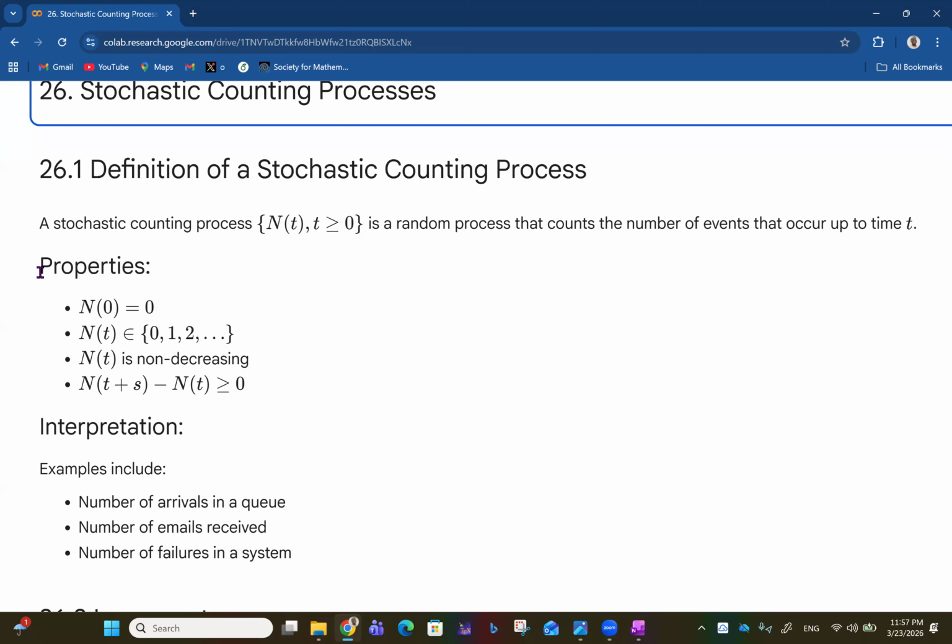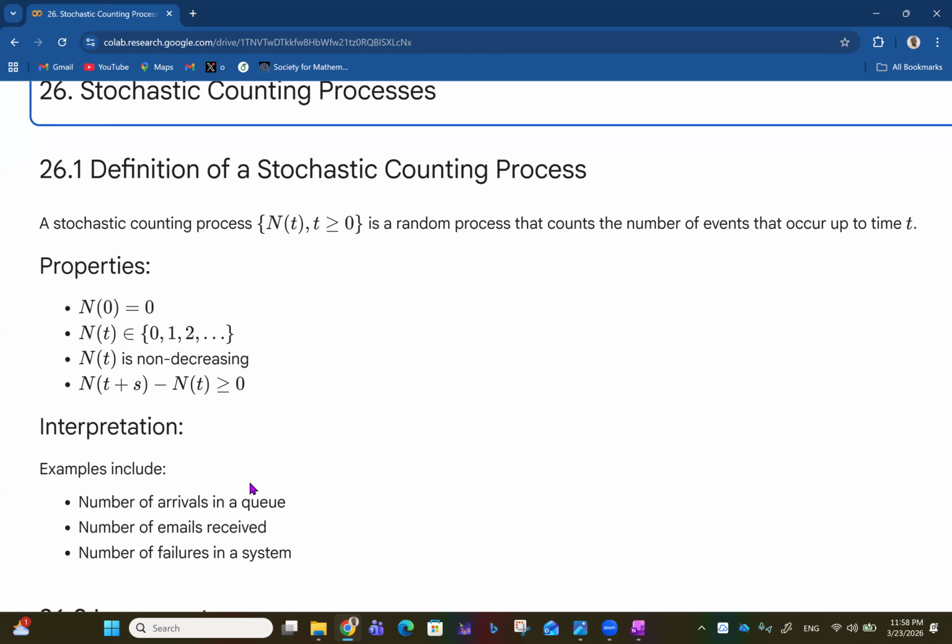So, a stochastic counting process is basically a random process that counts the number of events that occur up to a particular time, right? The properties are as follows: N(0) is 0, that is, the number of events in the beginning is 0. Then N(t) is discrete, so you have values like 0, 1, 2, and so on. Then N(t) is non-decreasing, so the counts can't be reducing. Then N(t+s) minus N(t) is greater than or equal to 0, so the difference between any two time steps is greater than or equal to 0. The worst it can be is 0.